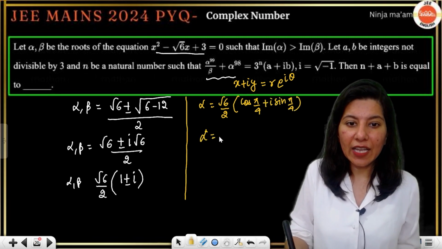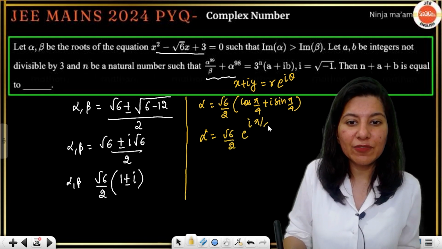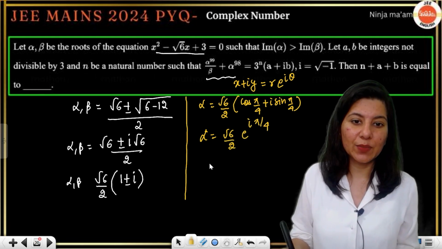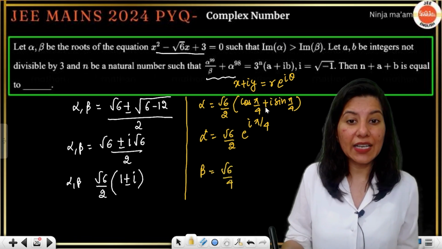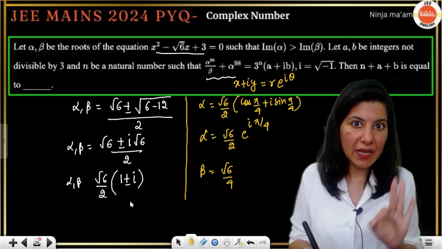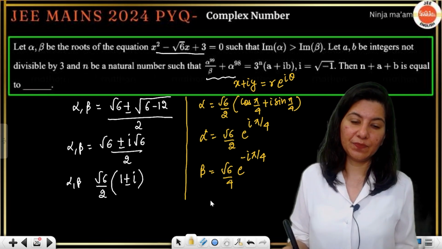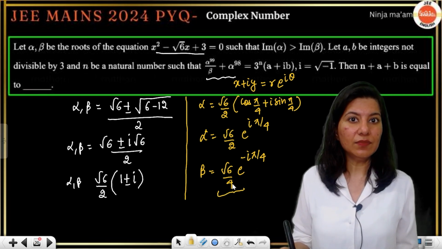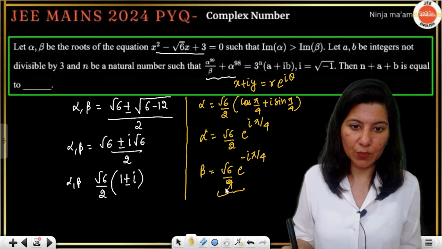And this alpha can be written down as root 6 by 2 e raised to power iota pi by 4. This is your alpha, by the way. Beta will be root 6 by 2, and now this is going to become 1 minus iota, right? 1 minus iota. So this is e raised to power minus iota pi by 4. This is your beta. Okay. So alpha beta, I guess, is sorted too.